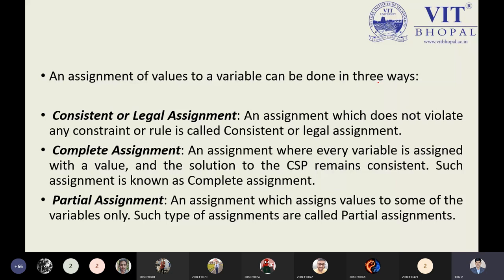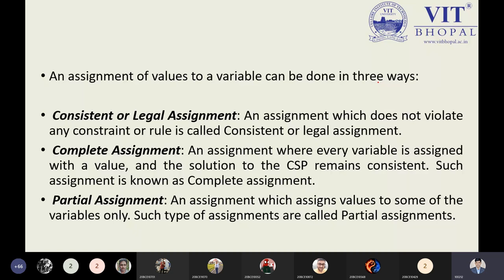The other part is the partial assignment. An assignment which assigns values to only some of the variables is called a partial assignment. If I'm assigning some values from my domain to my constraints, but that does not satisfy many rules, that does not satisfy my solution. I'm applying constraints, but I'm not getting the proper solution. So what is the sense of such an assignment? So we have three kinds of assignment: consistent or legal assignment, complete assignment, and partial assignment.